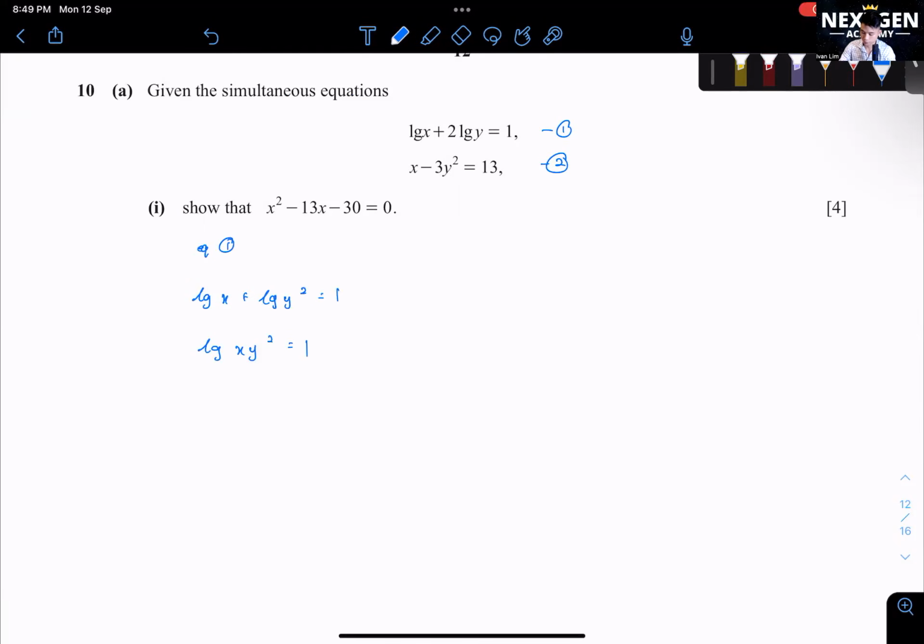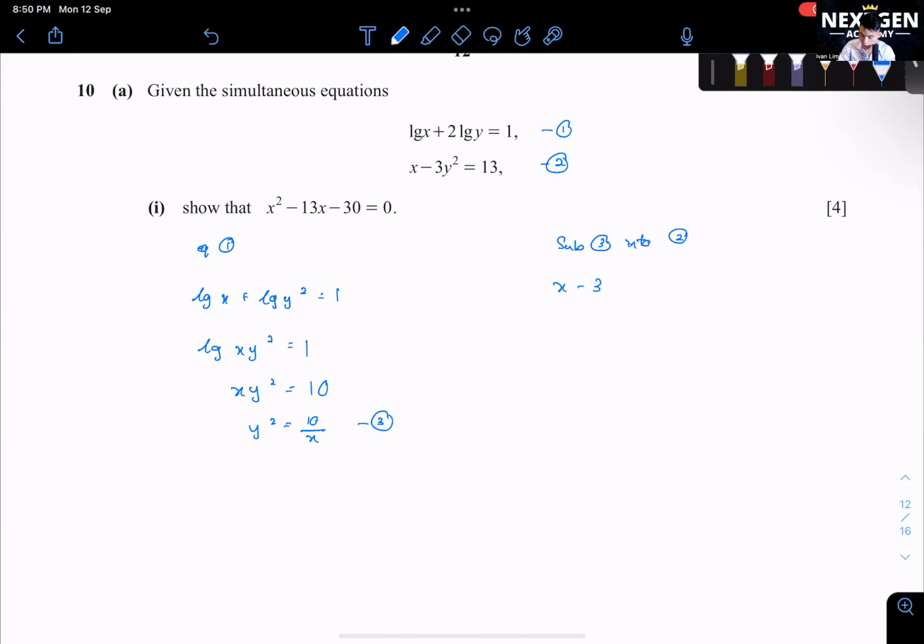We join it together. I change from log form to index form. We become xy squared equals 10, because 10 to the power 1. Therefore, y squared equals 10 over x. You can make it x or leave it in y square also can, because you see over here I already have a y square. So I can consider this as my equation 3. I sub equation 3 into 2. To be honest, however you sub it also doesn't matter, as long as you get the correct final answer.